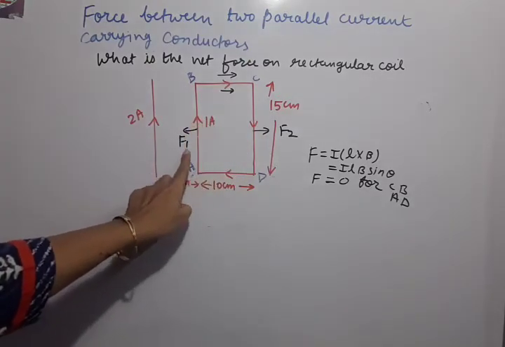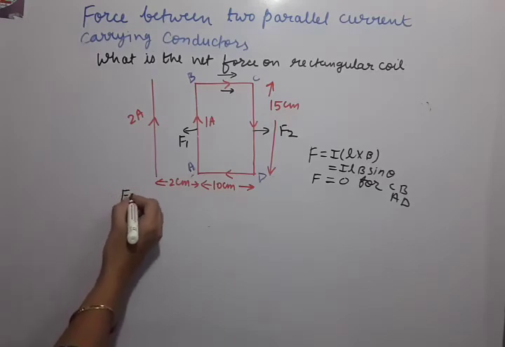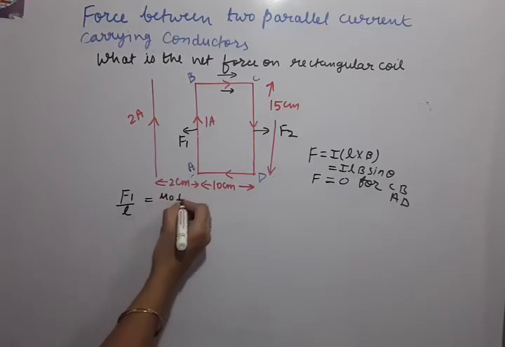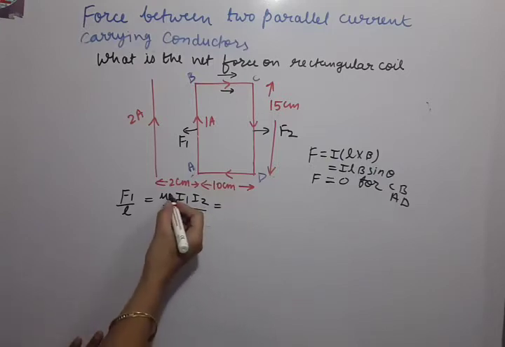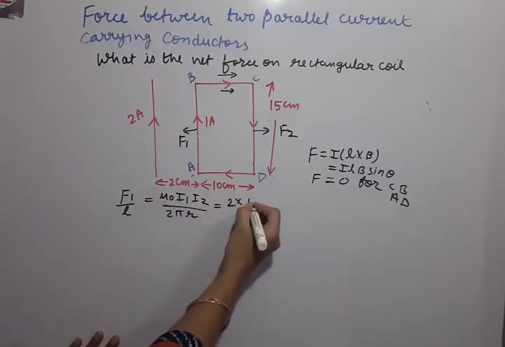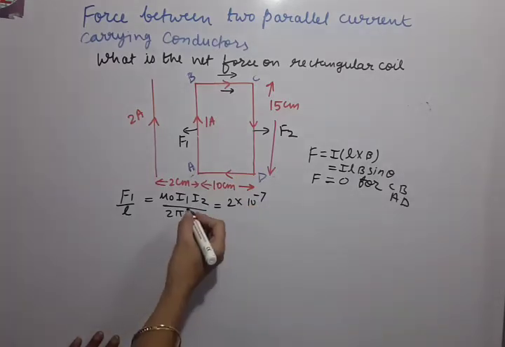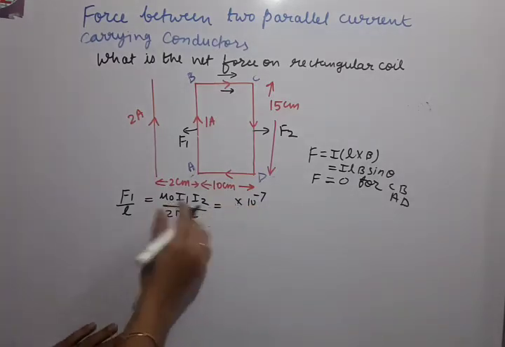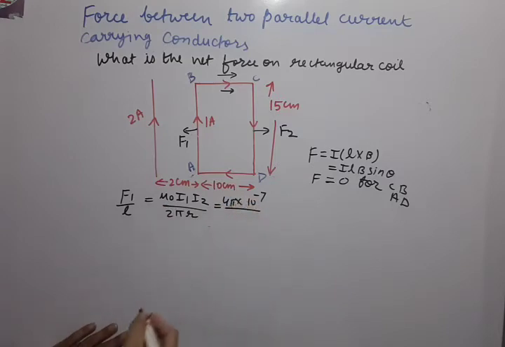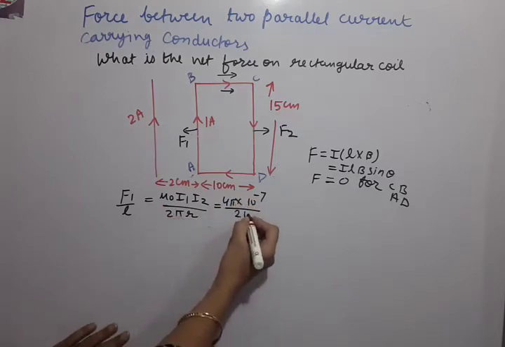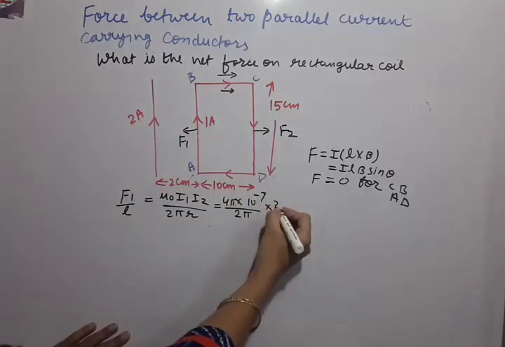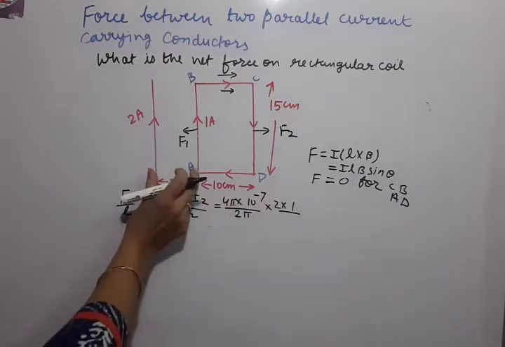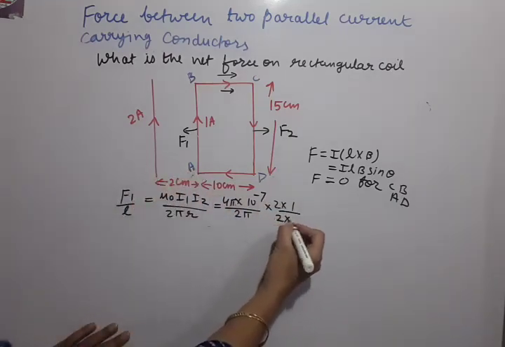Firstly, let us calculate F1 and F2. The formula of the force per unit length, F1 by L, is mu 0 I1 I2 upon 2 pi R. Okay, mu 0 upon 2 pi is 2 into 10 raised to power minus 7. How? I'll tell you. Mu 0 is 4 pi into 10 raised to power minus 7, and 2 pi is in the denominator. I1 and I2 currents, 2 and 1. What is the distance? 2 centimeter. Convert it into meter.